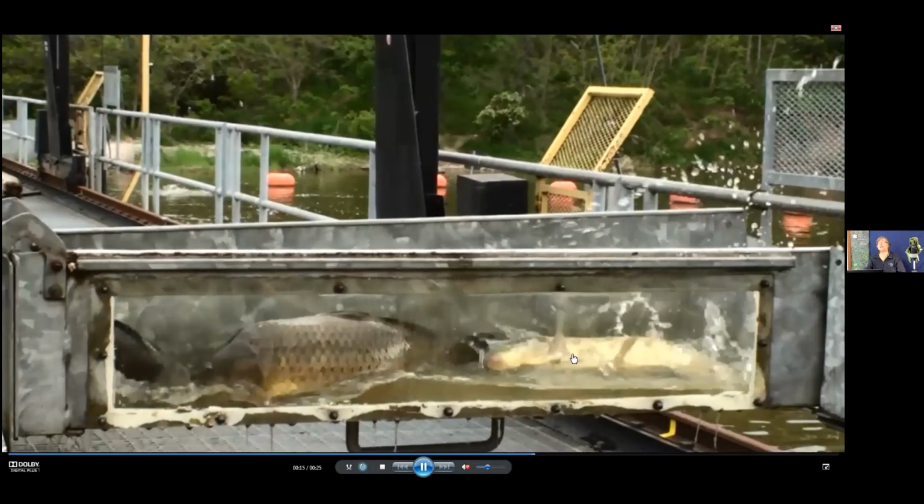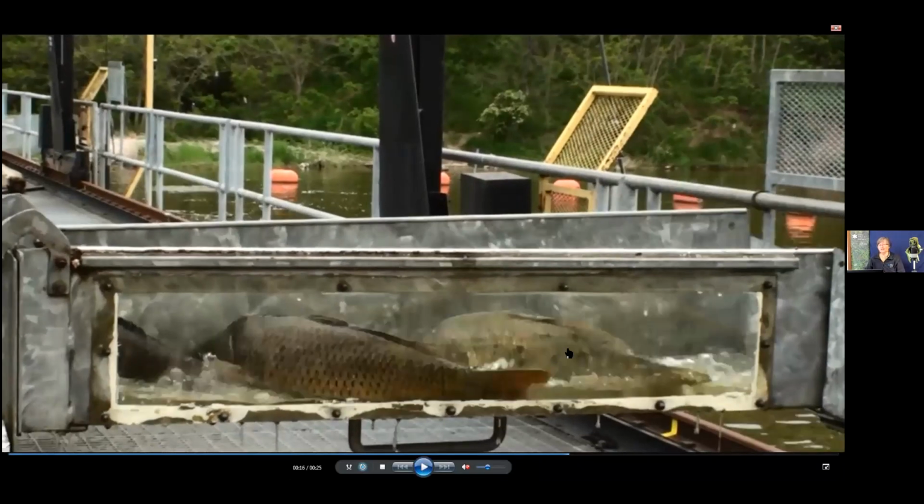This is not 100% carp. This fish is a goldfish-carp cross. And this is where somebody had dumped their goldfish into our marsh, and goldfish and carp are so closely related that they are able to reproduce. And the offspring can reproduce. So it's bad news for us. And they feed just like carp do. So they uproot the plants just like the carp do.